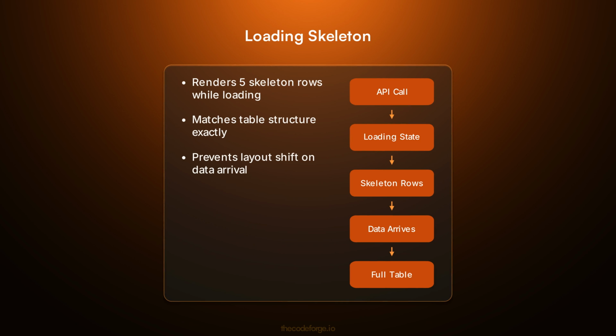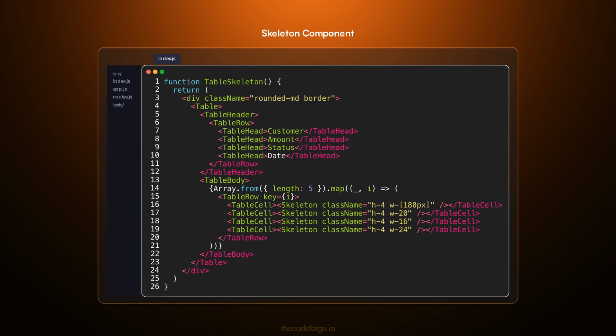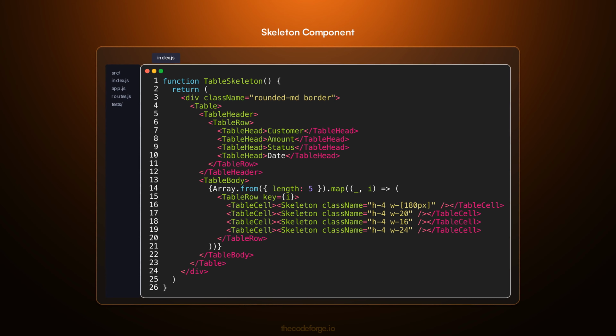states. The table skeleton component renders 5 rows of skeleton placeholders. This prevents layout shift and tells the user something is happening. This skeleton component mirrors the table's header and body structure. Each cell uses the skeleton component from Shadcn/UI with appropriate widths.